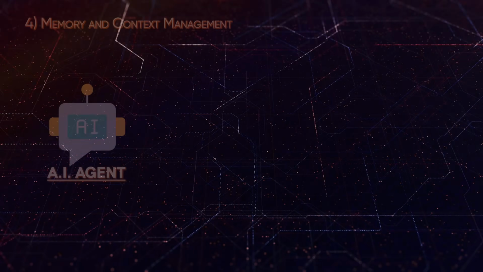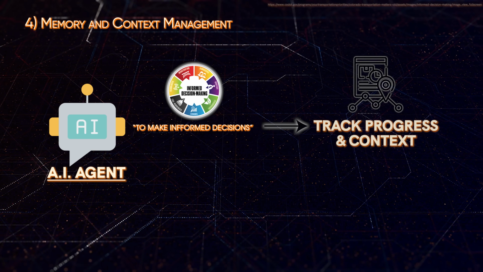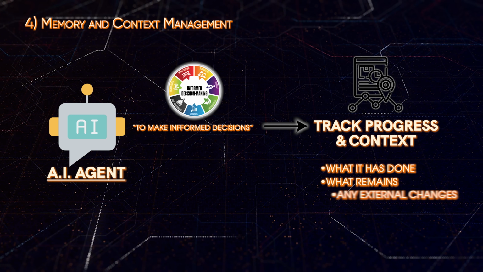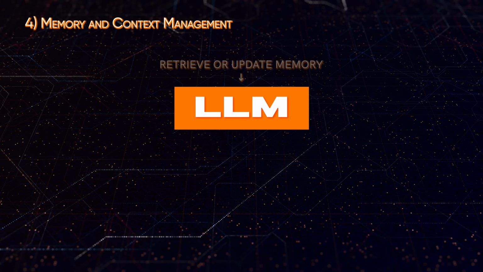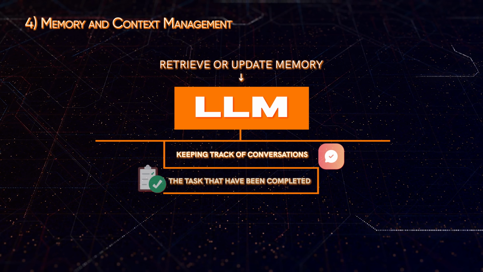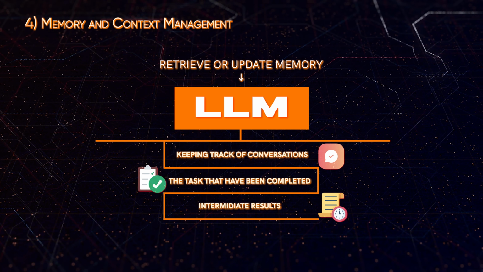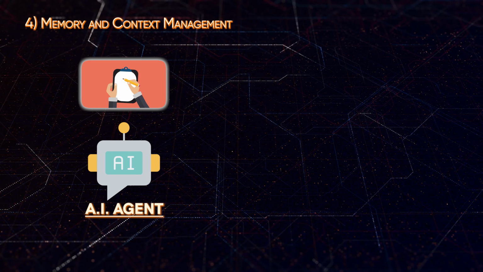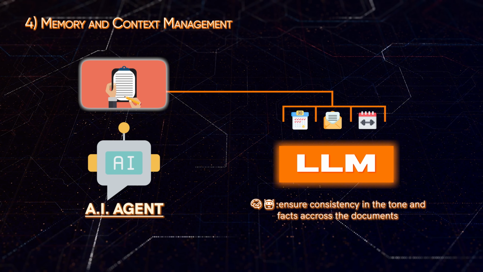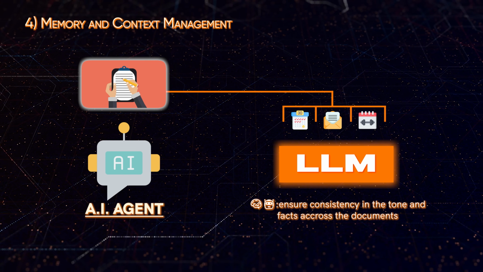Now, step four is memory and context management. To make informed decisions, the agent needs to track its progress and context: what it has done, what remains, and any external changes. Now, the LLMs can retrieve or update memory, like keeping track of conversations, the tasks that have been completed, or intermediate results. For example, if an agent is writing a report, the LLM will remember the sections already written and ensure consistency in the tone and facts across the document.